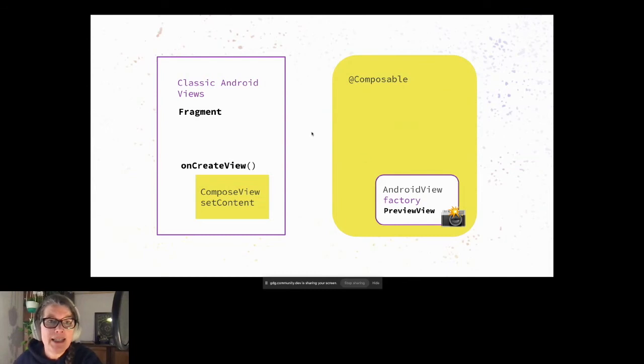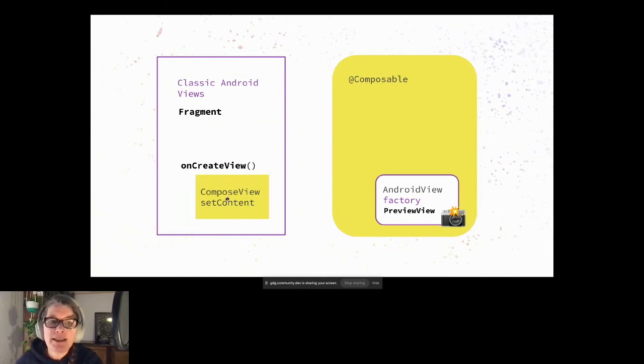So what did I end up doing? I took a fragment. Here we are in classic Android view system. I took a fragment, which is just any old ordinary fragment. In the onCreateView method, which is something that anybody who builds fragments knows about, this is a method that you override. And inside onCreateView, instead of inflating an XML layout, I instantiated a compose view with a set content. And this is how I got a fragment to be part of the Compose framework.